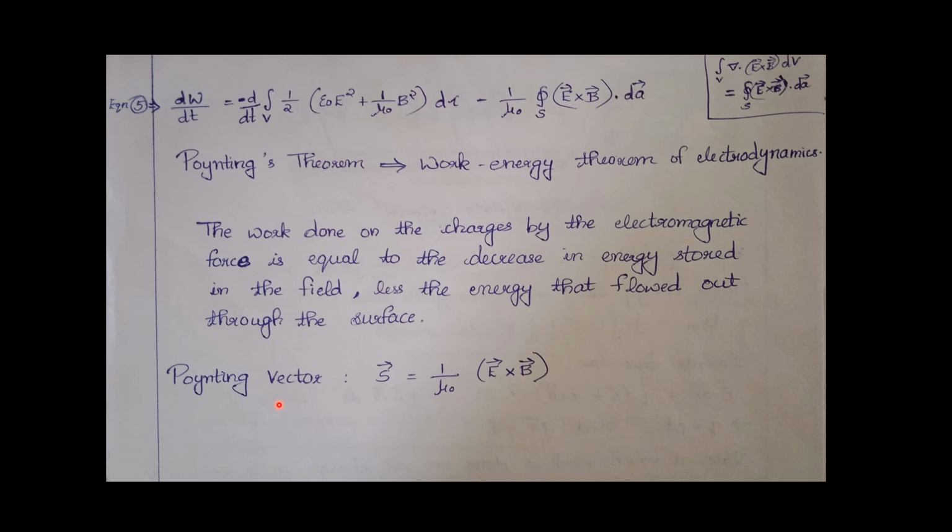We also have another concept, the Poynting vector, indicated by the letter S. Vector S is equal to 1 by mu 0 E cross B. This Poynting vector gives the direction of travel of an electromagnetic wave. This is a fundamental concept in electromagnetism that links the electric and magnetic fields to the flow of energy, providing insight into the direction and intensity of electromagnetic waves.